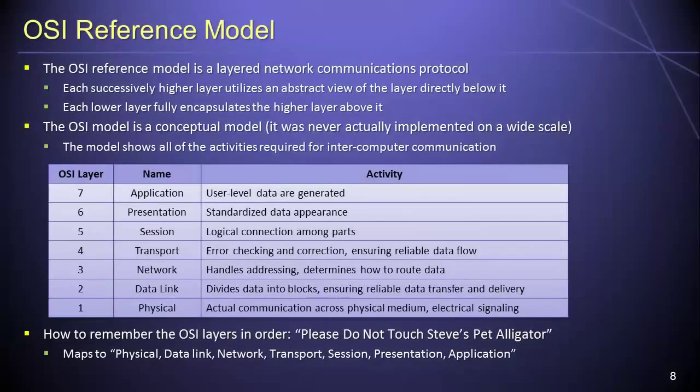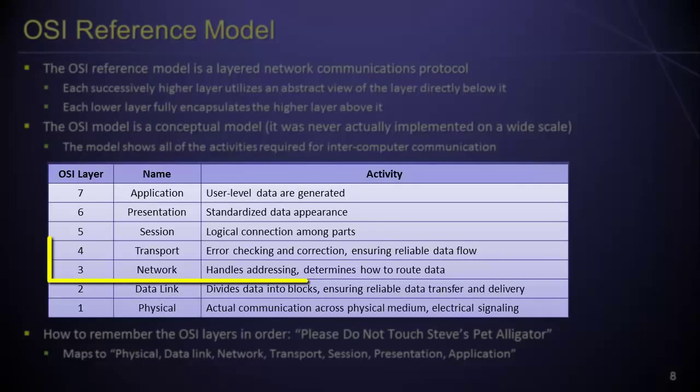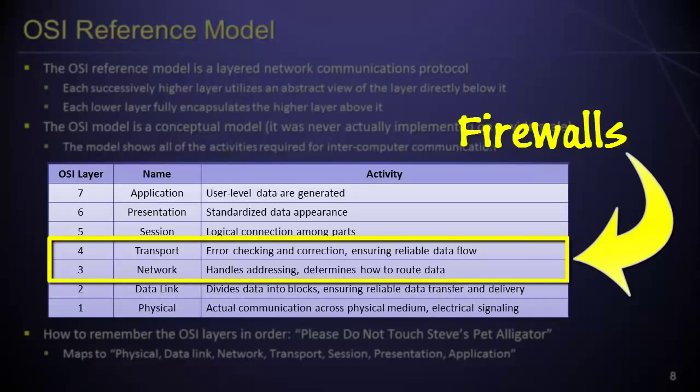Now that we know about all of the various activities that are required in order for computers to communicate with each other, we are better equipped to understand how firewalls fit into the broader picture of network communication. Namely, firewalls operate at the network and transport layers, that is, layers 3 and 4, within the OSI reference model.